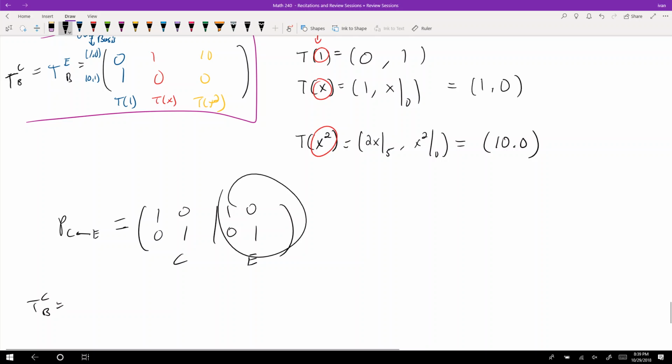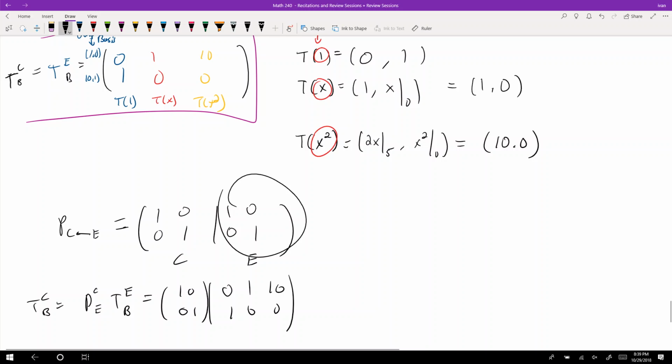TBC is equal to PEC times TBE, but that's just the identity matrix times 0, 1, 1, 0, 1, 0, 0. Right? So there's no point in doing any of this, right? When you have the standard bases.